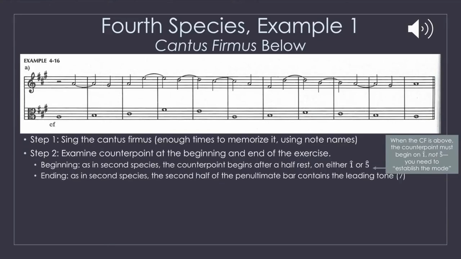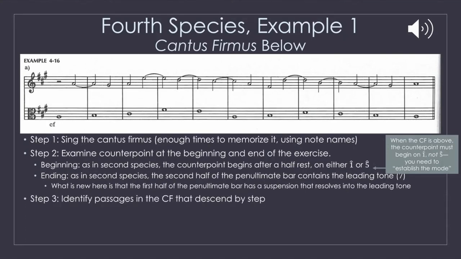Okay. At the ending, just like in second species, the second half of the penultimate bar has to have the leading tone. The second to last note there in the counterpoint is the G sharp, that's the leading tone. And then what's new here is that in the first half of the penultimate bar, you have a suspension that resolves into the leading tone. So you have scale degree 1 resolving down to 7 and then back to 1 in the second to last bar and the final bar.